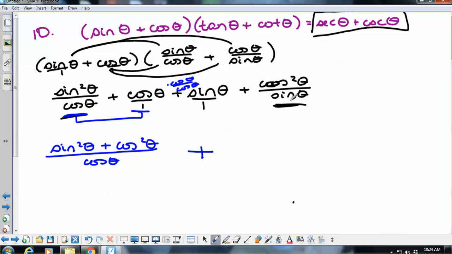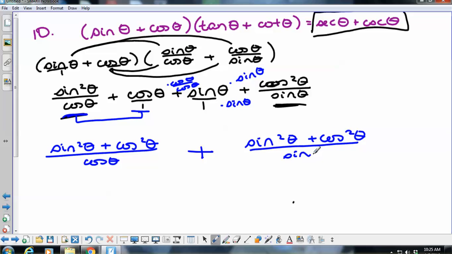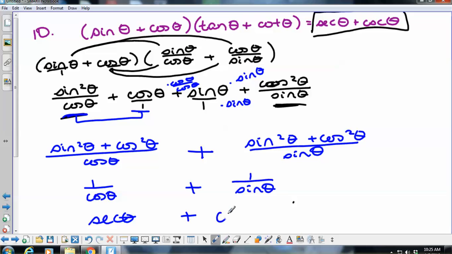Over here, what's my common denominator? Sine. So this one needs to be multiplied by sine on top and bottom. So you get sine squared plus cosine squared over sine. Sine squared plus cosine squared is 1. 1 over cosine is secant. Sine squared plus cosine squared is 1. 1 over sine.